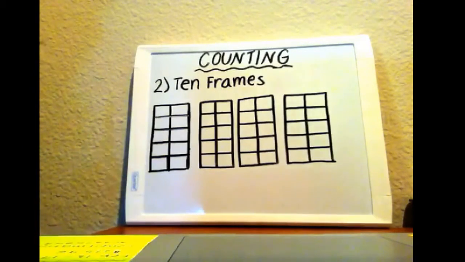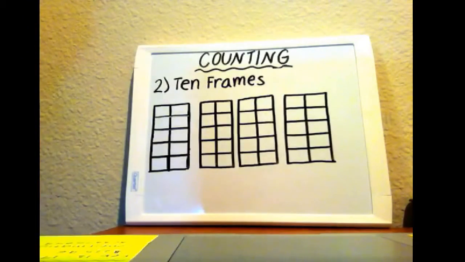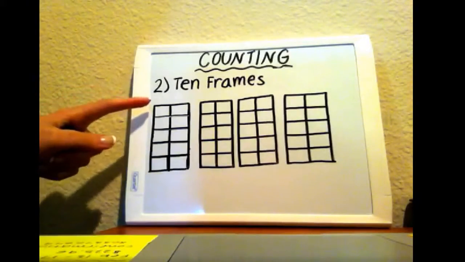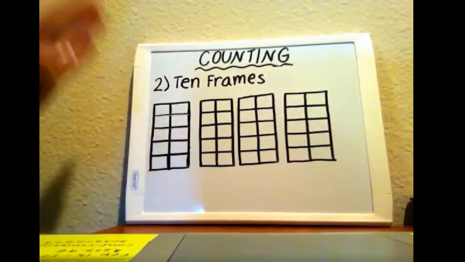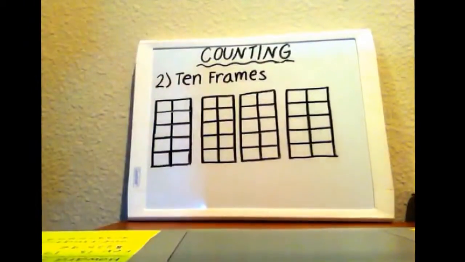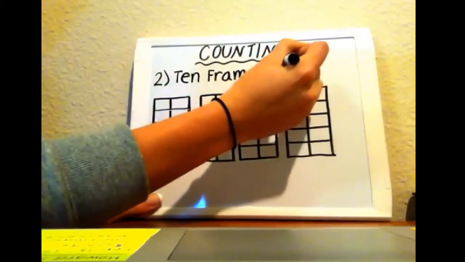Now 10 frames are under the category of subitizing, which is helping students learn to recognize a group of numbers quickly. So with 10 frames, the goal is for students to see this box of 10 and recognize that's 10 and be able to just count 10, 20, 30, 40 and keep going. So today we're going to use 10 frames to count to 30 first.